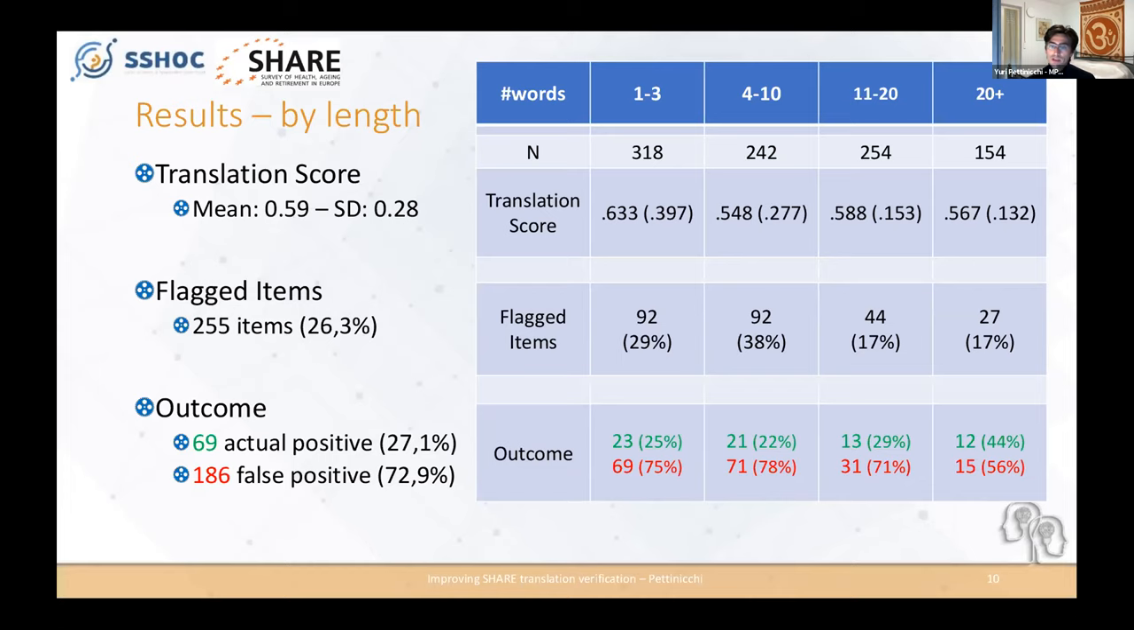So it turns out that when we have short sentences, the probability of being flagged is higher, but the true positive rate is still lower. On the other end, and closer to what we expected, when we have long sentences, more than 20 words per item, the frequency of flagged items is low, 17%. But among those 27 items, almost half of them end up being true positives, and so these items require some changes in the translation.